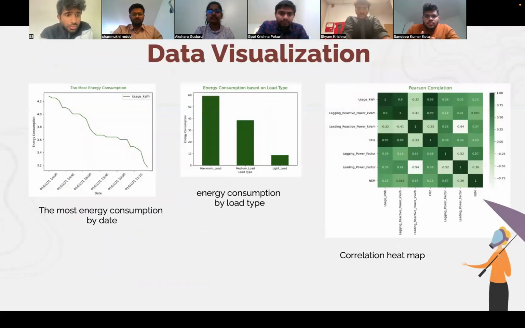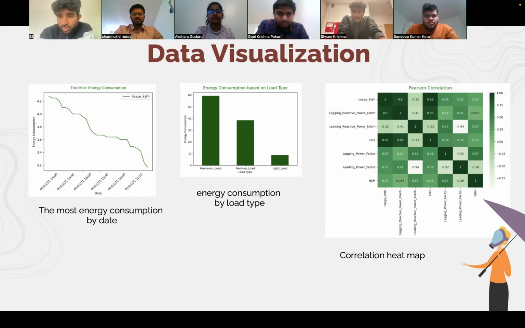Then coming to the data visualization, firstly, we wanted to show you the highest energy consumption by date. The first picture shows that, and then we wanted to show how much maximum load, medium load, or light load was consumed over the entire year, how much maximum load has been recorded, how much medium load, and how much light load.